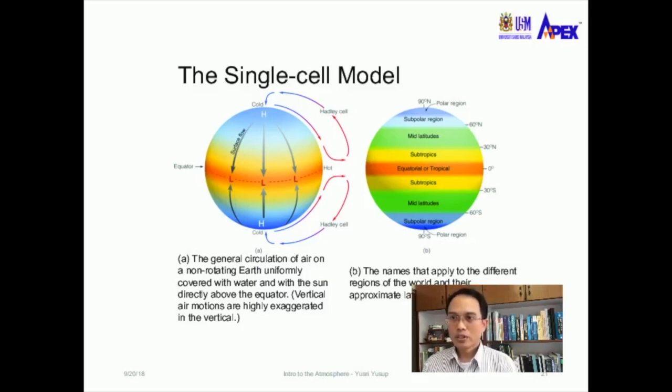Now because of the circulation pattern, we see on the right, in the right diagram, the different layers of the globe. At 0 degrees latitude, there is the equatorial or tropical region, and between like say 10 degrees north and 30 degrees north is the subtropics, and from 30 degrees north to 60 degrees north is the mid latitudes, and from that onwards is the subpolar region, and then the North Pole, and this same pattern exists for the southern hemisphere as well.